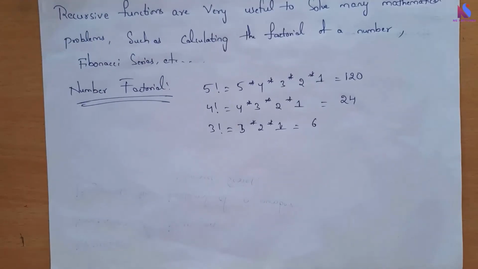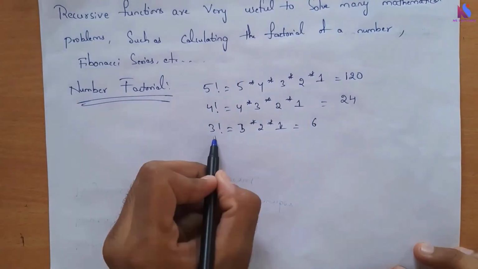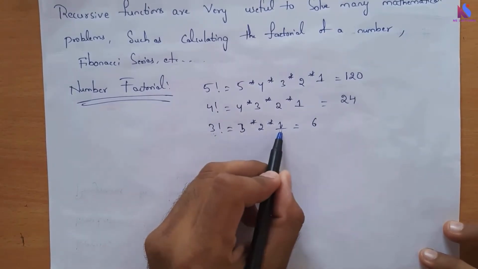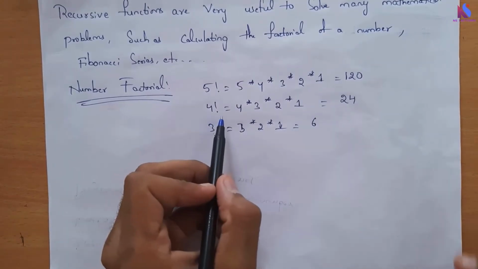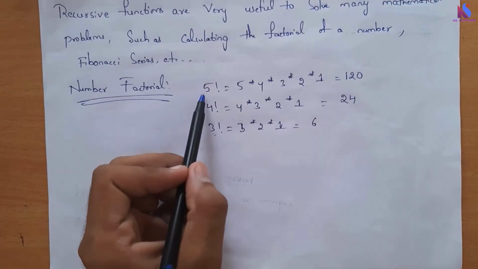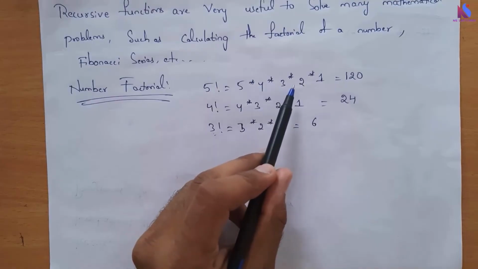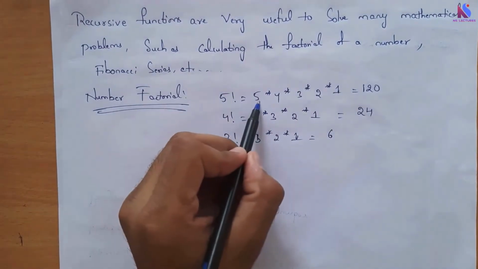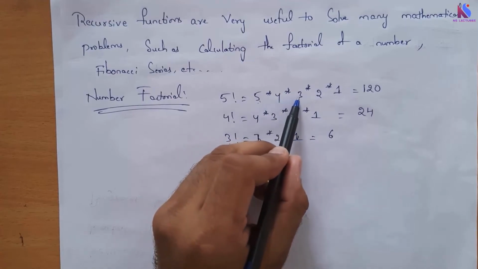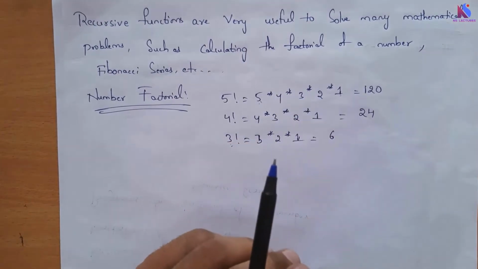Before that, you need to know how to find the factorial of a number. For example, if you consider 3 factorial, this is how we find it. 3 factorial is 3 into 2 into 1, that is 6. Similarly, 4 factorial is 4 into 3 into 2 into 1, that is 24. And 5 factorial is 5 into 4 into 3 into 2 into 1. We must start from that number and keep on multiplying by decrementing each value until 1. This is how we find the factorial of a number.